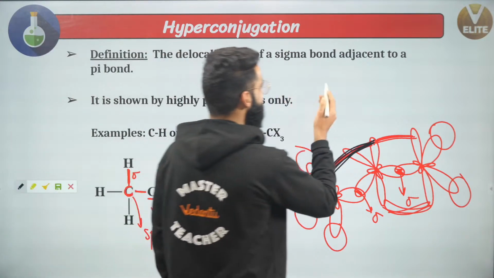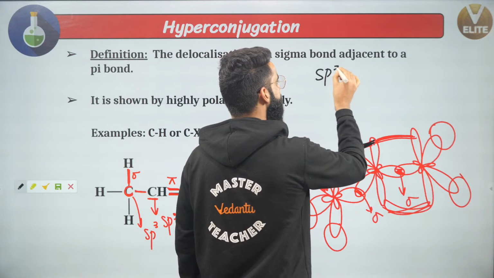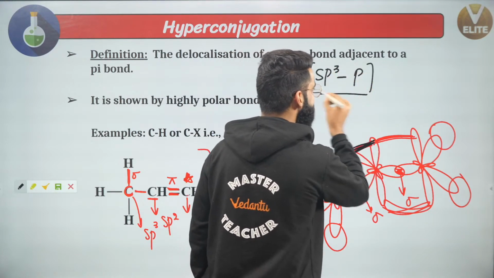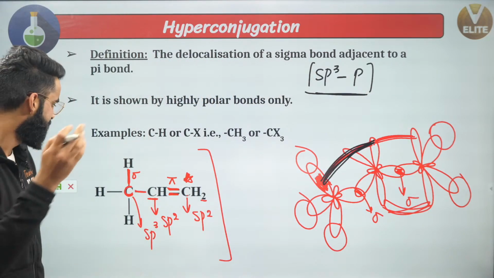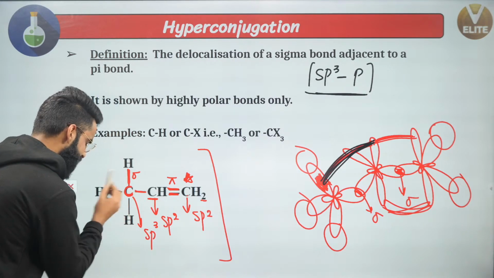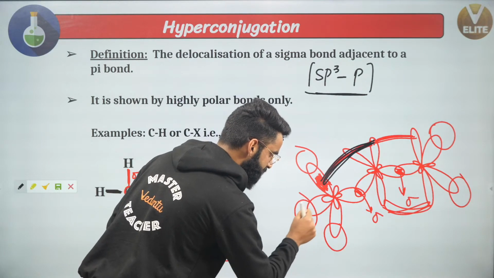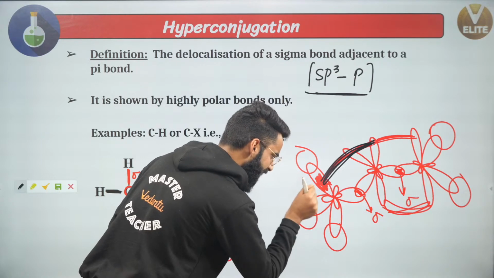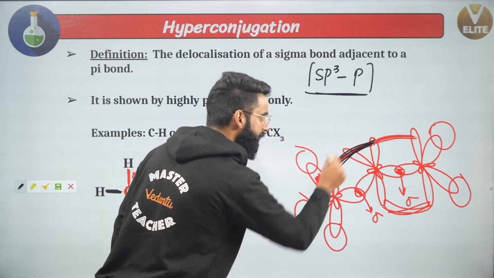So I can define hyperconjugation like this: it is the overlap between an sp3 and a pure p orbital. The overlap between sp3 and pure p orbital is something which I call hyperconjugation. Similarly, at the same time, this sigma bond between carbon and hydrogen, with electron density towards carbon, can also overlap. Even this sp3 orbital and this p orbital are going to overlap.